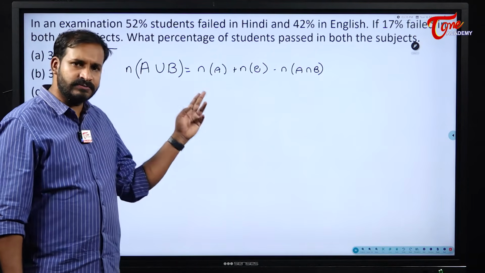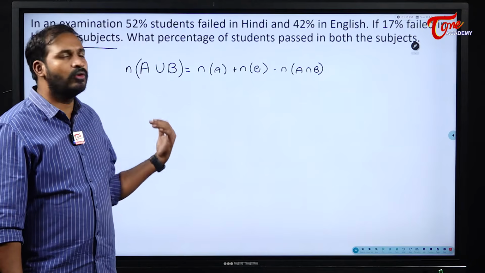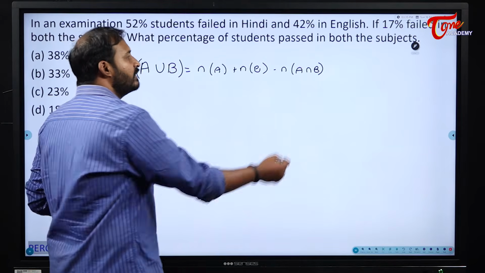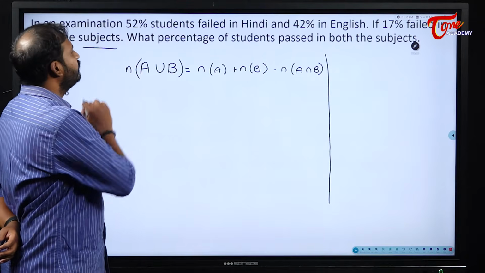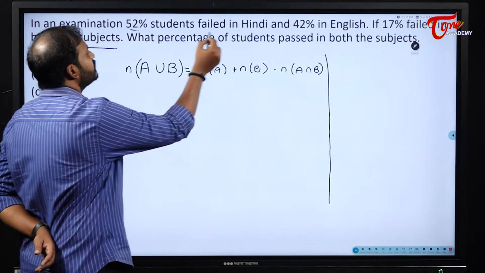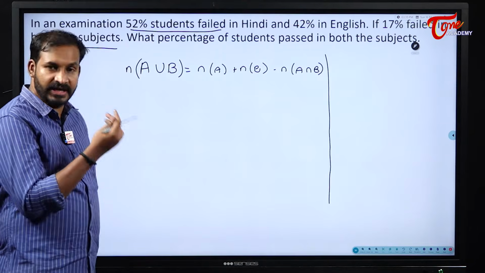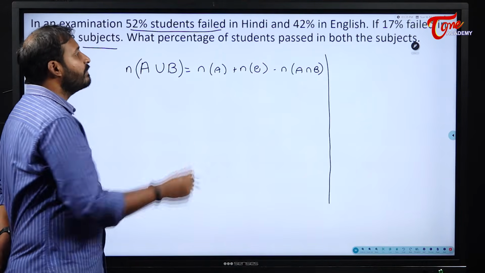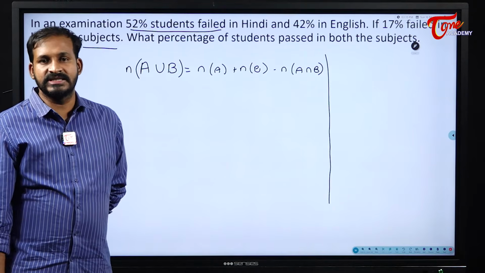Now, we can solve this problem using this formula or with the help of a Venn diagram. We will see both, and we will follow whichever is the best for us. See, this is completely based on the failed concept. Our data is based on the failed, and at last they are asking what percent of students passed in both the subjects.